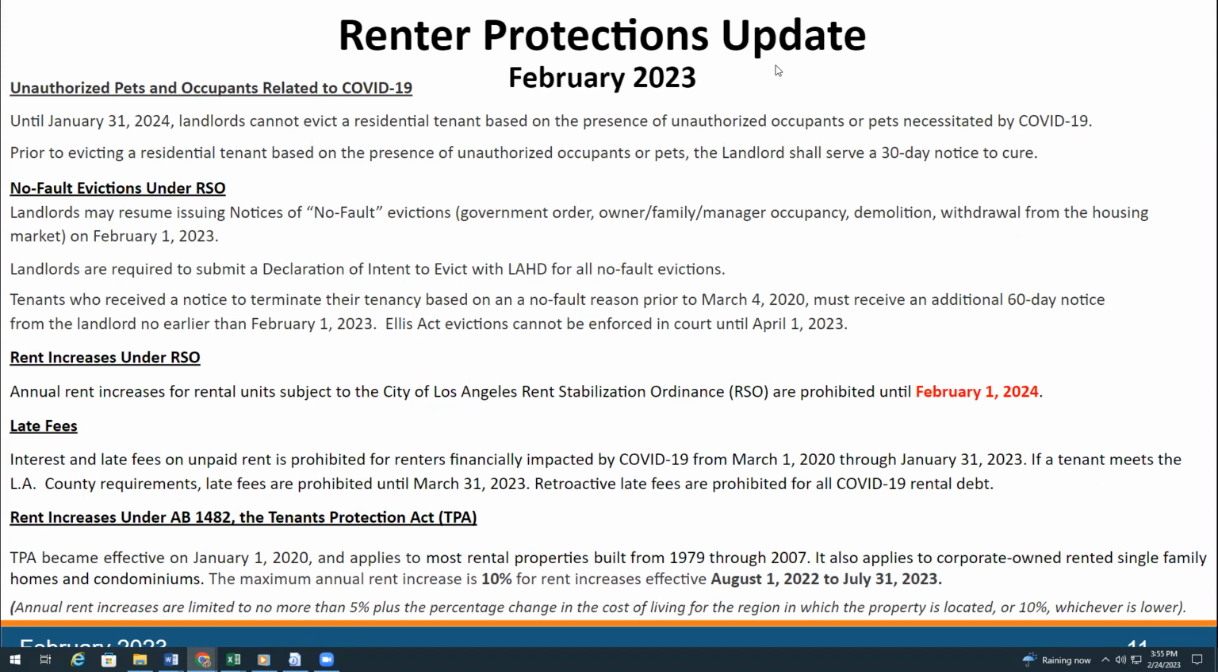Next header will cover late fees. So there was an extension of these provisions. Interest and late fees on unpaid rent is prohibited for renters that are financially impacted by COVID-19 from March 1st, 2020, so that was the beginning of the local emergency period, through January 31st of 2023. Now, the extension comes by way of the county provisions. So if a tenant meets the LA County requirements, then the late fees are prohibited until March 31st, 2023. And there's no retroactive late fees on any of the COVID-19 rental debt.